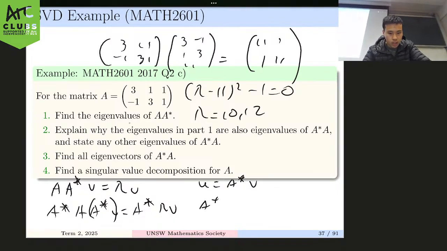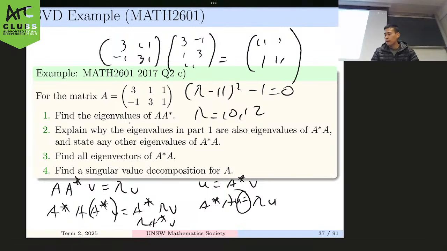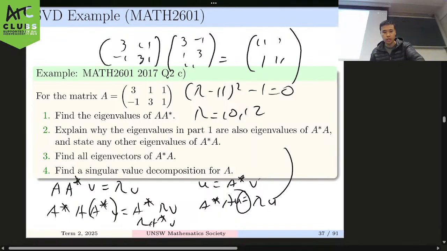So then we just have A A star u is equal to, this is the constant, so just bring it here. But then again, that thing's u, it's lambda u. So yeah, it's definitely not going to be the same eigenvector, but it still retains the same eigenvalue, just by this little quick proof here. So it's kind of a proof of that lemma above as well. The eigenvalues must be the same.